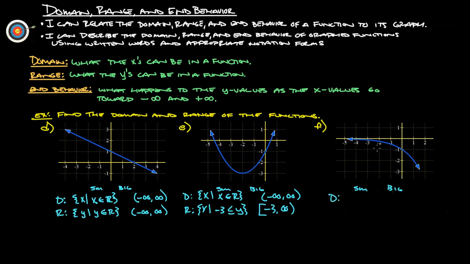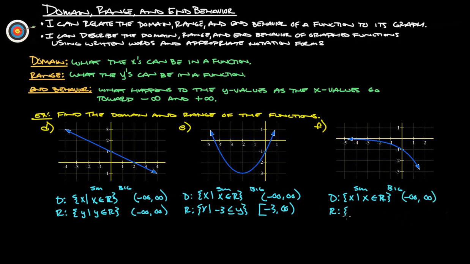domain for this one, what's the smallest the x's ever get to? There is no smallest. It goes forever and ever to the right as well, so there is no biggest. So back to x such that x is an element of the real numbers. And then the range, the smallest that y ever gets to, it goes down forever and ever, so there is no smallest. Oh, here, let's write this in interval notation as well. So that would be negative infinity to positive infinity with round brackets.